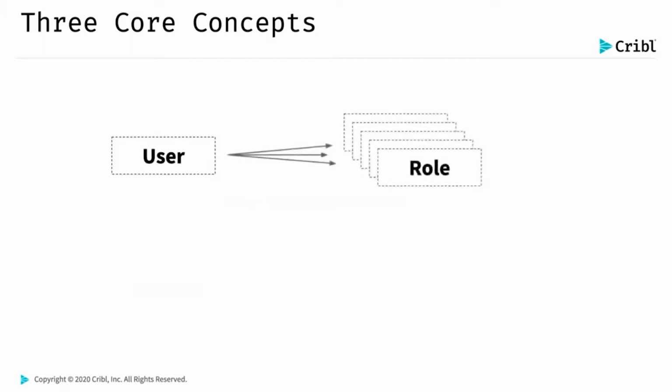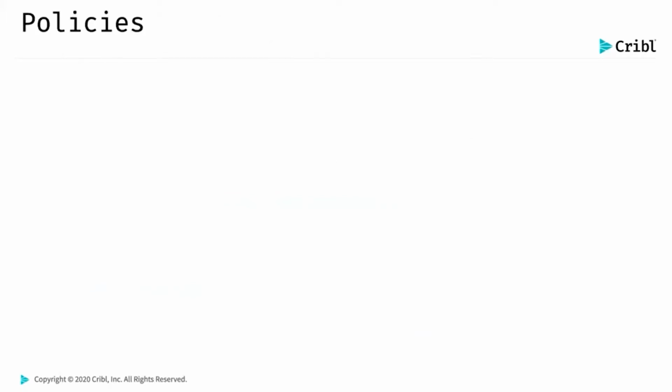So let's talk about the core concepts of role-based access control. First, the user, that is you, people on your team, whoever's going to be logging in. Users are associated with one or many roles, and a role is just a collection of policies, so a collection of permissions in the environment. So each user has one or many roles, and roles have one or many policies.